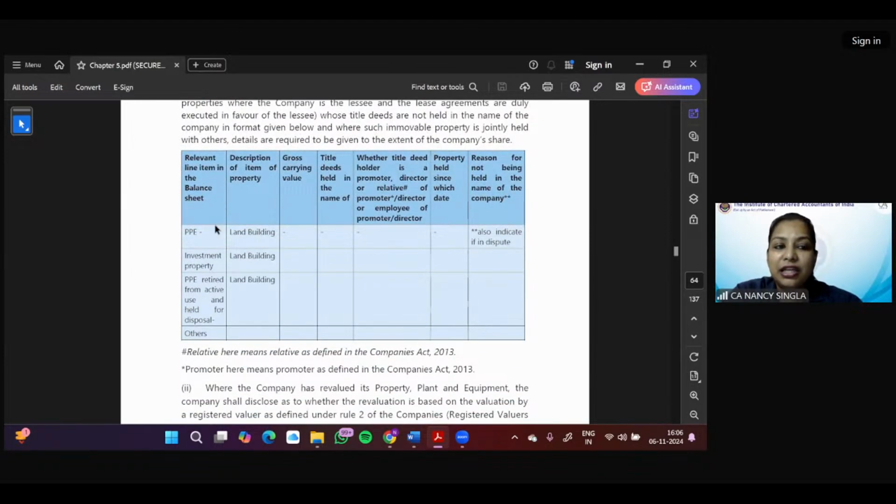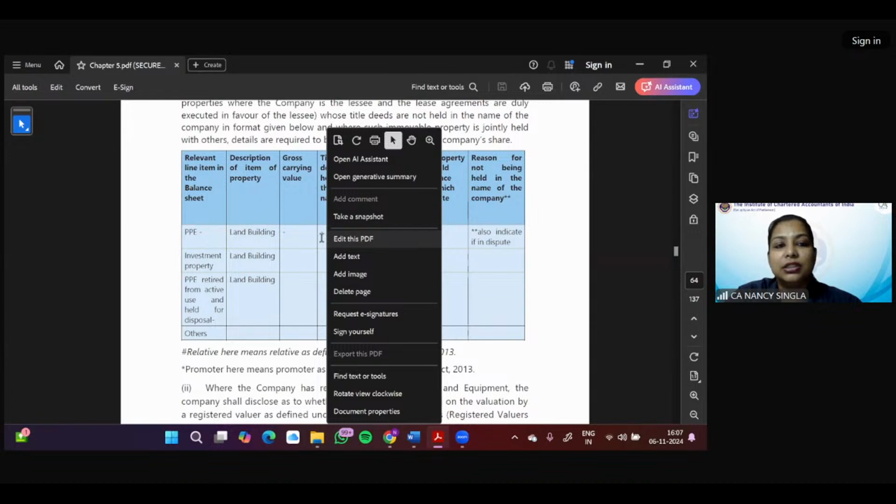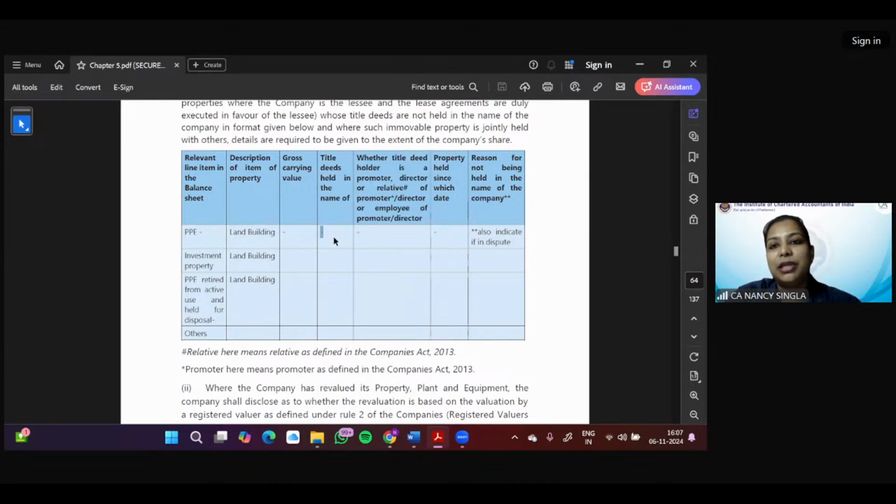So what is the relevant information? First of all, where the same has been shown in the balance sheet, whether it is coming as PPE, or investment property, or PPE retired from active use and held for disposal, or others. The description of line item will be land and building only. Then the gross carrying value at which it is appearing in the financial statements. Title deeds held in the name of: if it is not held in the name of the company, then in whose name the same is held. Let's say it is held in the name of Mr. X. So Mr. X, the name is mentioned here.